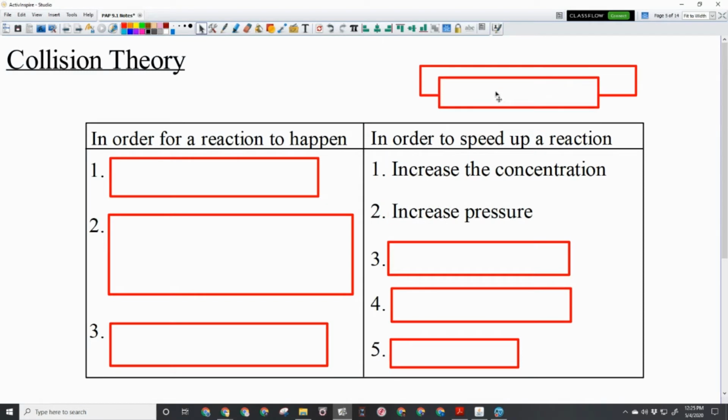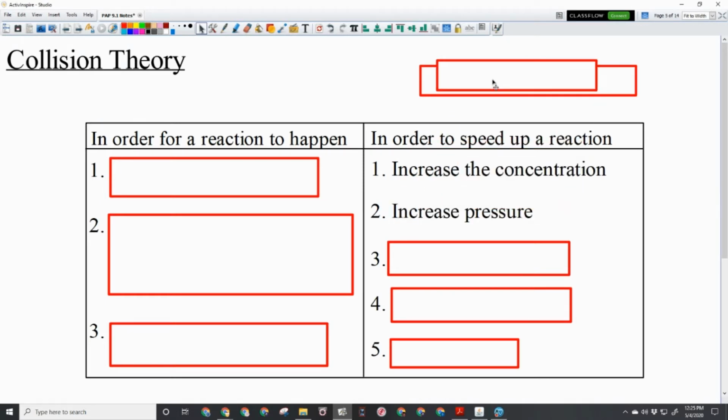The second thing is increase pressure. And we're not going to talk about pressure in this section. We're not going to deal with pressure, but increasing the pressure is going to increase the speed of the reaction. Okay, because think about it. When we're talking about gases, if we increase the pressure, we're decreasing the space between the molecules.